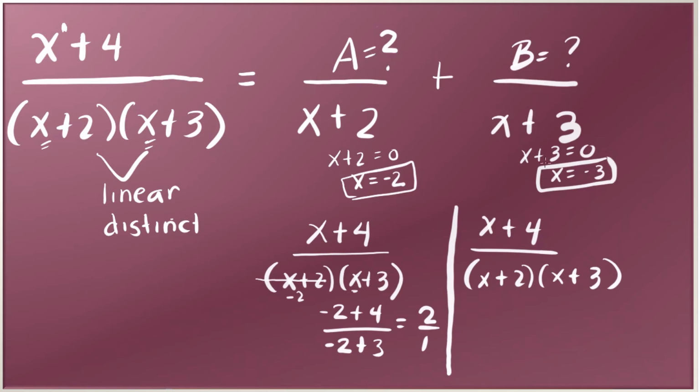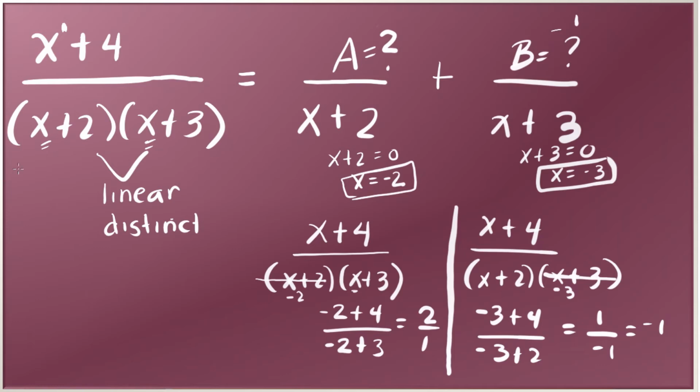Now what about the b? When you plug in the negative 3 to this expression, this part becomes 0, and that denominator becomes 0. The whole fraction becomes undefined. So we're going to cancel this out before you plug in the negative 3. Okay, so let's plug in the negative 3. Negative 3 plus 4 over negative 3 plus 2. That's 1 over negative 1, which is negative 1. So your b is negative 1.